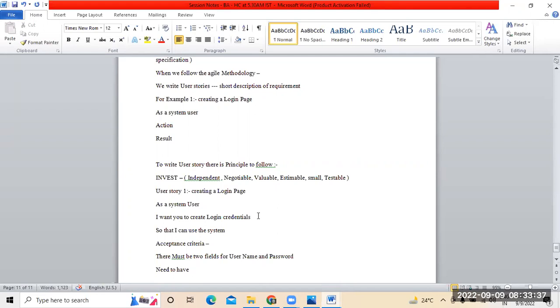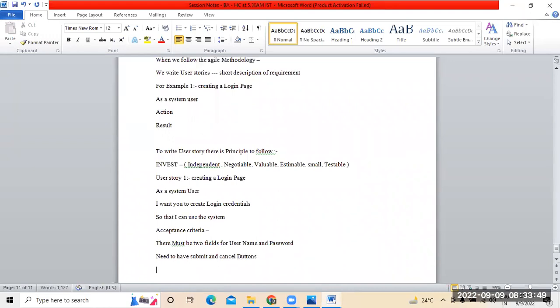Okay, thank you. Right. So there must be two fields for username and password. That is required. Need to have a submit and cancel button. Next, there should be a provision to retrieve the password if someone forgot.